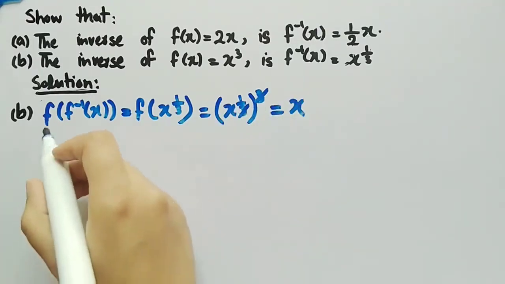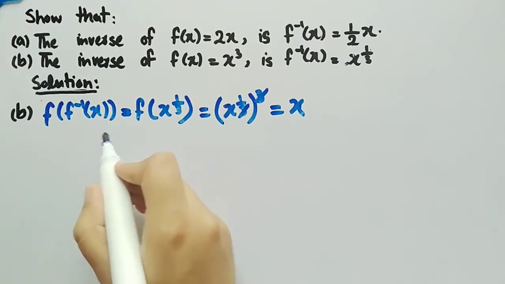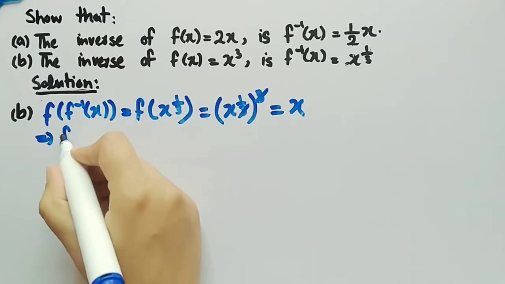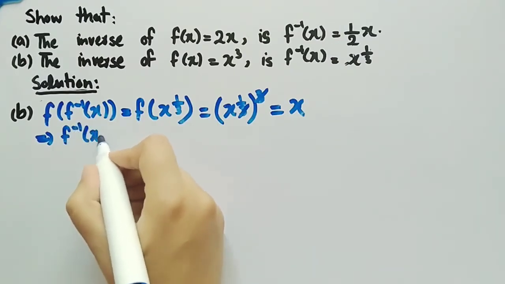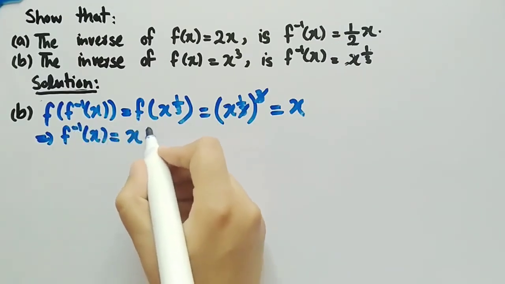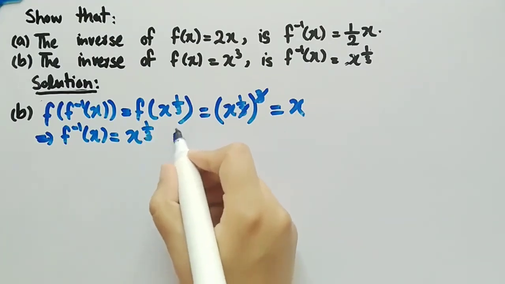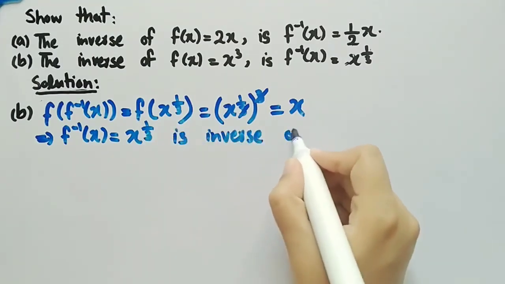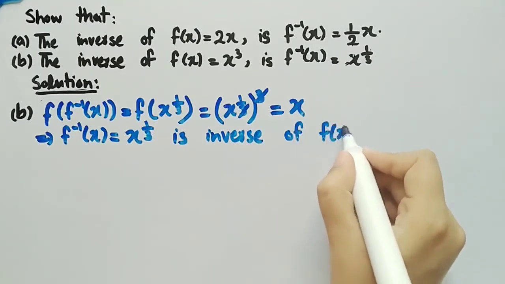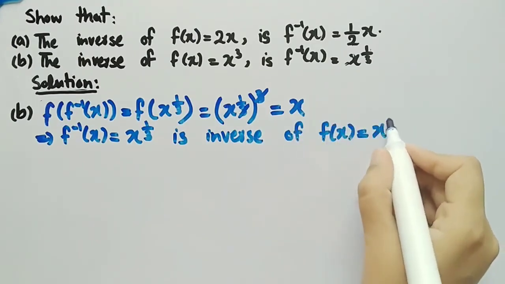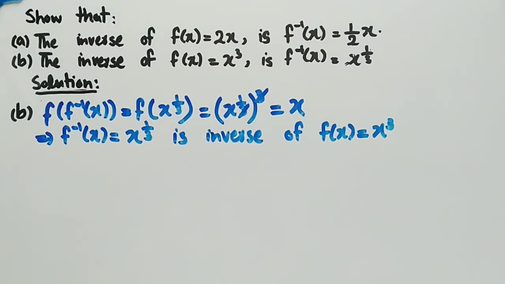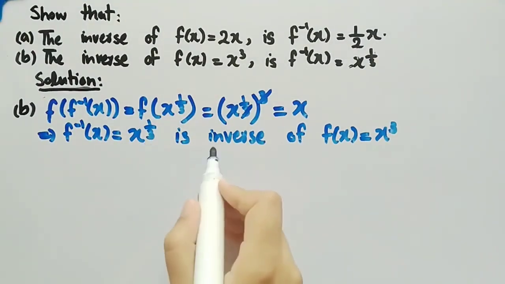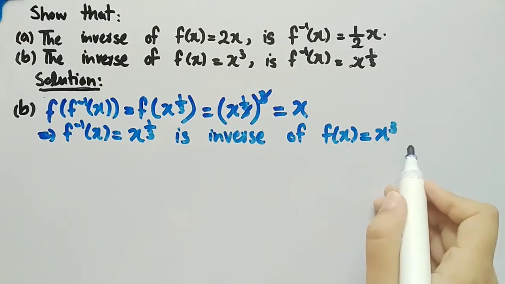So here we have shown that f of f inverse of x is equal to x, which implies that f inverse of x equal to x raised to power 1/3 is inverse of f of x equal to x cube. Here we have shown that x raised to power 1/3 is inverse of x cube.